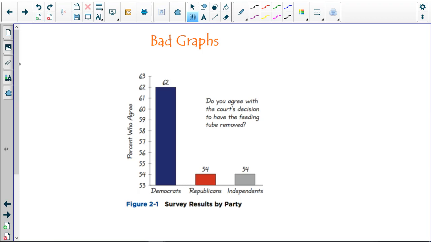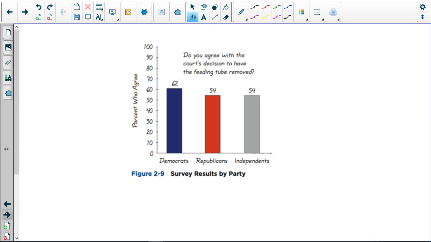It's showing you the Democrats 62, Republicans 54, and Independents 54. The percent who agree. So far apart, but 62% is not that much greater. Why are they so far apart? But look, the increments are evenly spaced on the side, are they not? Yeah, but it makes it look way extreme. Why? What is making it look so extreme? They're going up hard. Ah, they started at 53. If you start at 0, like you're supposed to, it looks more realistic. It's more accurate.